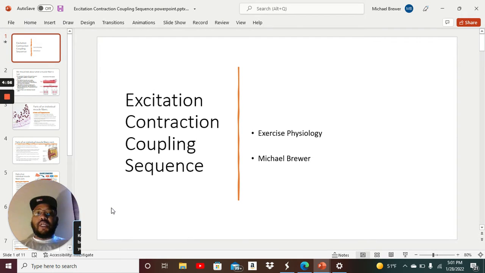Today, my name is Michael Brewer, and I'm going to be talking about the Excitation Contraction Coupling Sequence. And here we go.